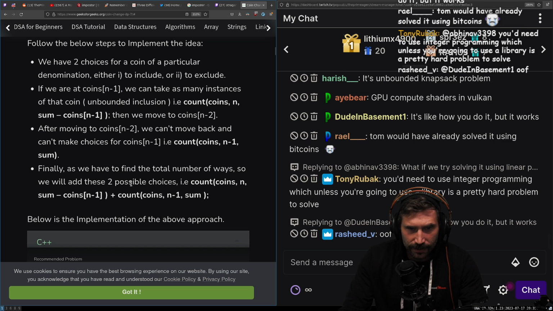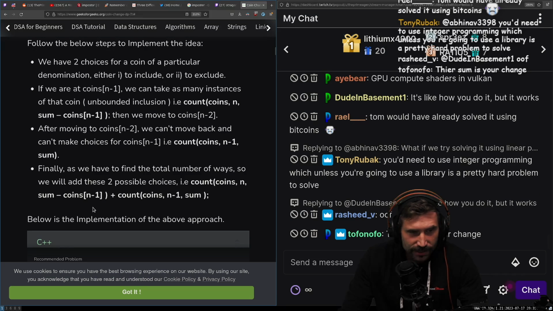Okay. Tom would have already solved it using Bitcoins. I know, I'm so stupid. Finally, we have to find the total number of ways. So we'll have to have 2.